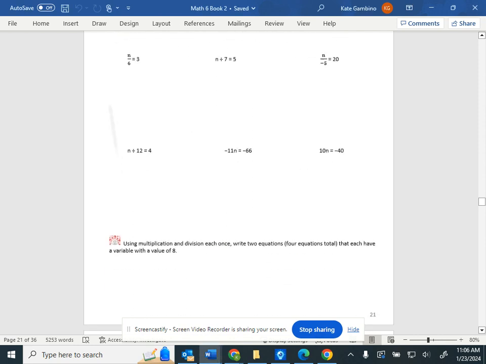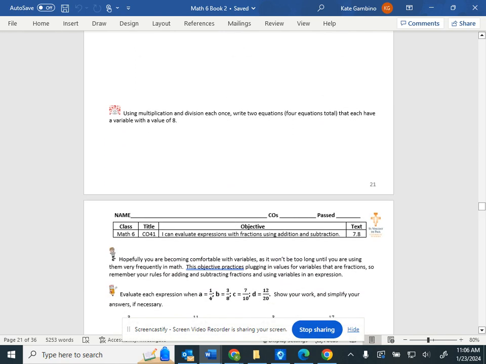And then at the bottom, again, we have using that variable with a value of 8. So do a multiplication and division, do another multiplication and division. Your variable has to equal 8. So figure out a problem. You could say 8 times 5 equals 40. And then, oh, I'm going to take that 8 out, and I'm going to put a number times 5 equals 40. Okay? So figure out your equation using multiplication and division with the 8, but you have to take that 8 out and put a variable in for it.